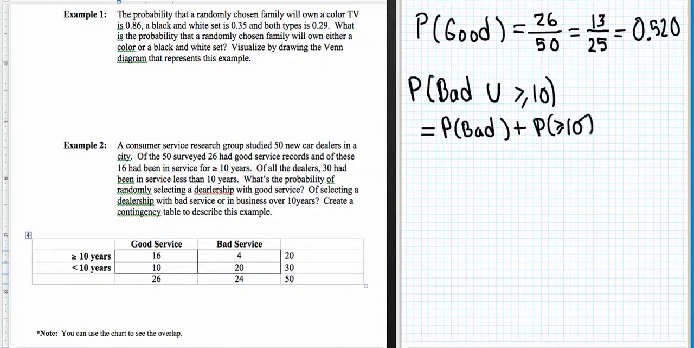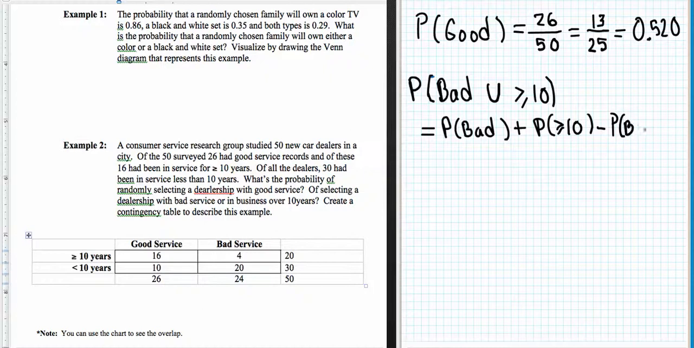And that's added to the probability that there are 10 or more years of service. And then because in a two-way table, the events are not independent, right? Good service and greater than 10 years of service, bad service and greater than 10 years of service, good service and less than 10 years of service, bad service and less than 10 years of service. There's overlap there, right? They can belong to both of them. And because they can belong to both of them, that means that I need to subtract out that overlap.